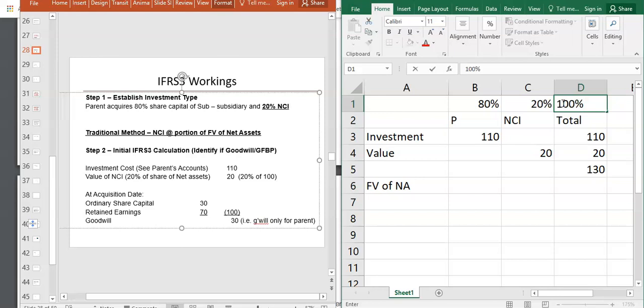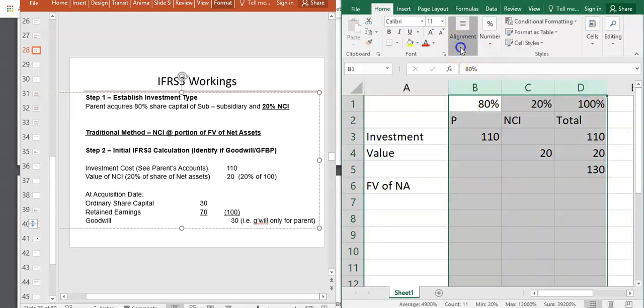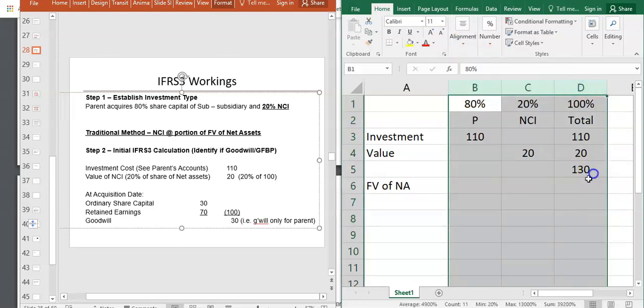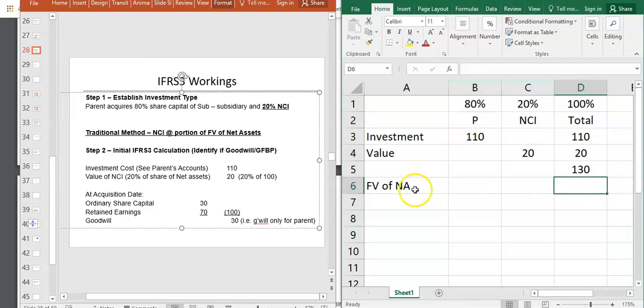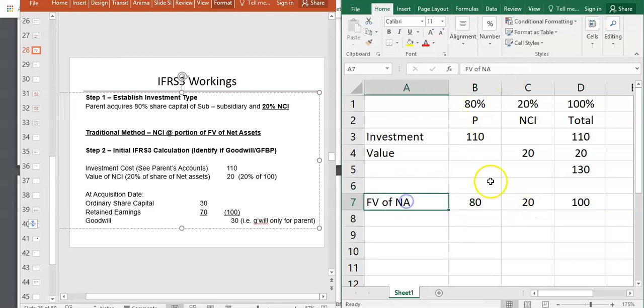So it's useful to just lay it out in this format so we can see what the key difference is between the two methods. The fair value of net assets, that is 100 overall. But if you allocated that between them, you'd have 80 here and you would have 20 here. 80% of net assets in the parent share, 20% of net assets in the NCI share. So if you're looking at goodwill, it is still 30 overall.